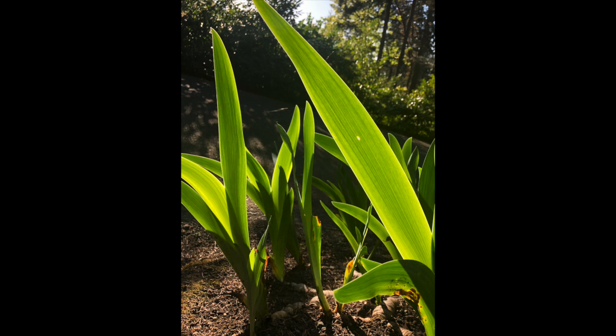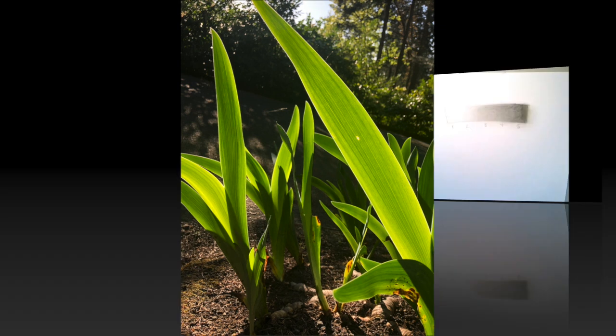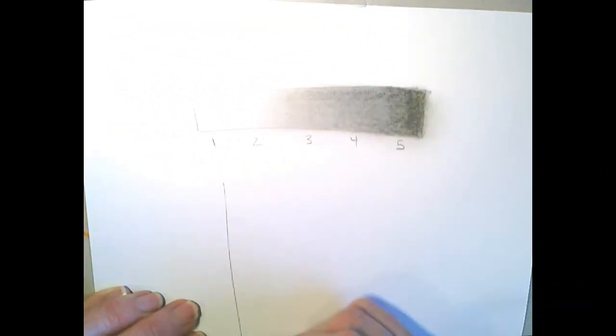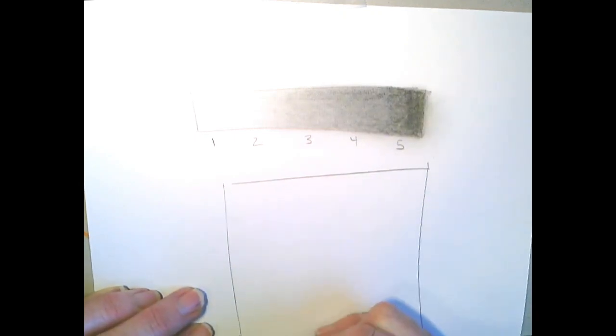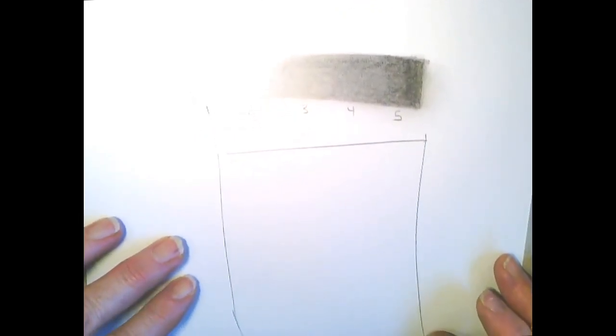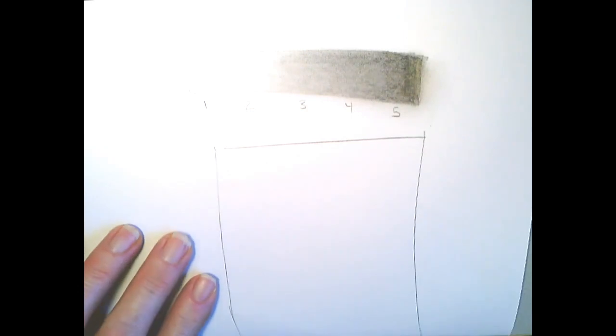Choose an object that has nice contrast between lights and darks. Either sit near the object, bring the object inside, or take a photo of the object. You're going to start by looking at your value scale. You can draw on the same piece of paper as your value scale or on a separate piece of paper, but create a frame for your drawing.